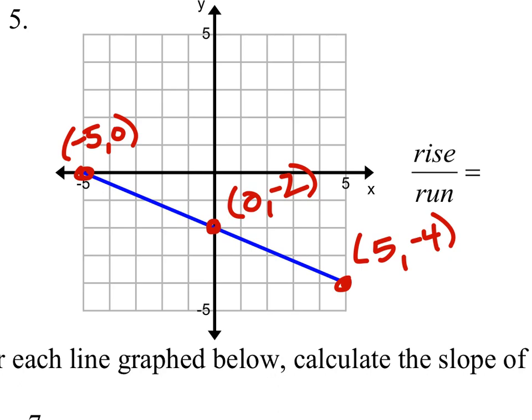So which 2 do you guys want to work with? (-5, 0), (0, -2), or (5, -4)? All right, so I heard these, and then these right here. So I'll get rid of that so it doesn't confuse us, but I want to keep that point there to demonstrate something later, okay?